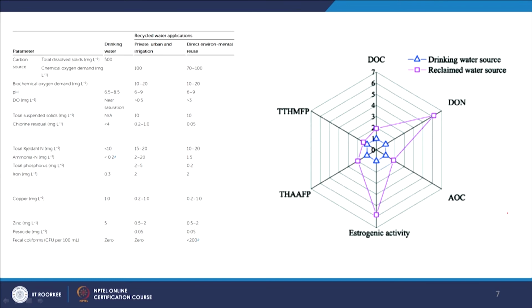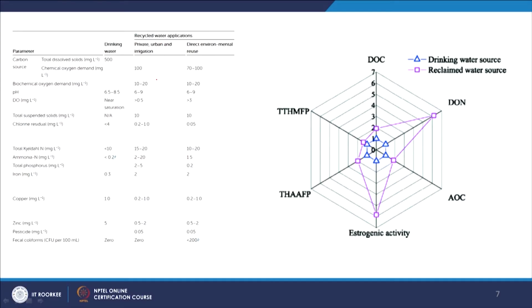Now, if you look at our drinking water and our reclaimed water, in this study they highlighted how the recycled water that is allowed in the US for different purposes, whether it is private and urban irrigation, or indirect environmental reuse, differs in quality from the drinking water. For example, the COD of drinking water has to be very low compared to the recycled water. Also the pH is similar, but the dissolved oxygen is very high in drinking water versus the recycled water that is used for private irrigation and direct environmental reuse.